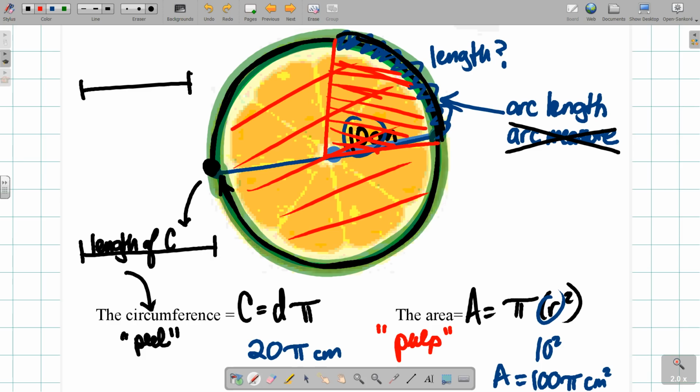If I wanted the area of a wedge, that's called a sector area. Sector area.